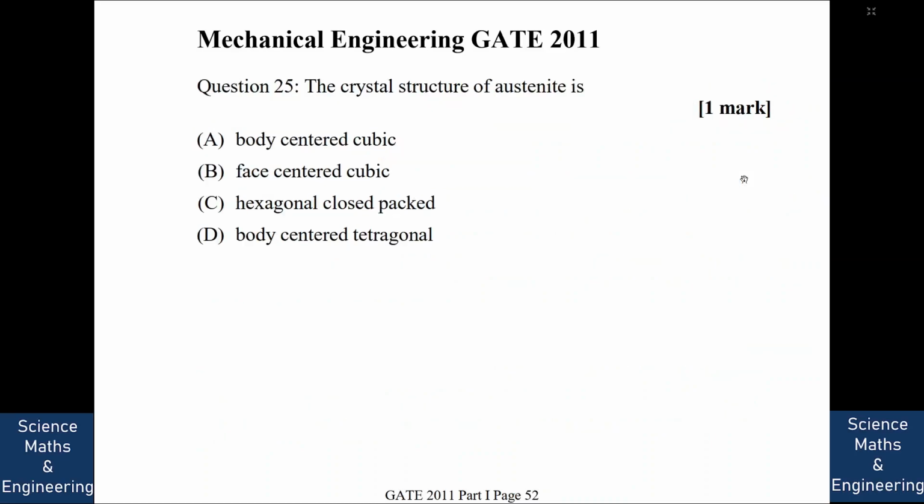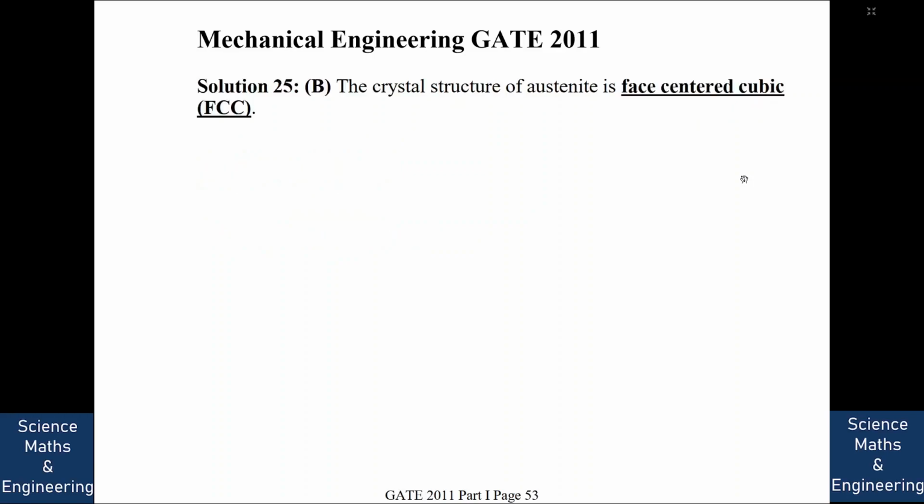The crystal structure of austenite is A. Body centered cubic, B. Face centered cubic, C. Hexagonal close packed, or D. Body centered tetragonal. So the answer is B. Face centered cubic. So austenite is one of the crystal structures of the iron-carbon system, and it is face centered cubic.